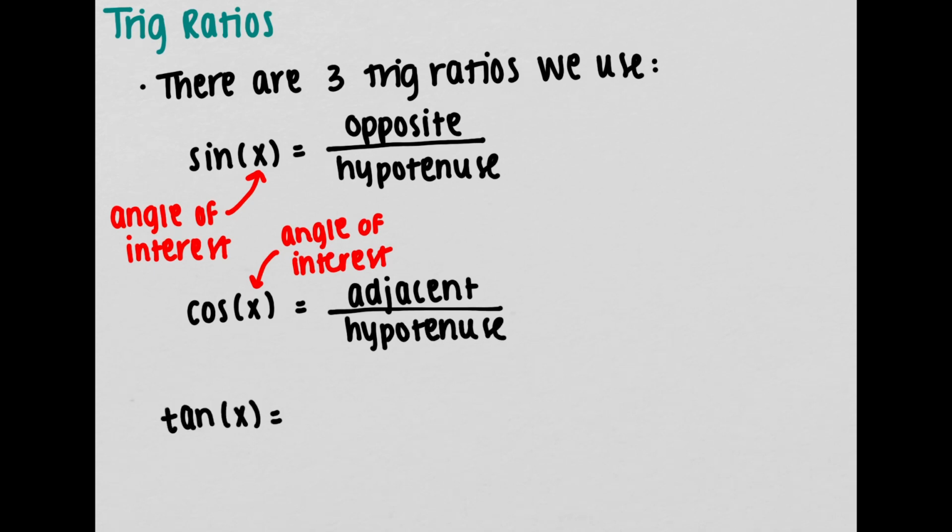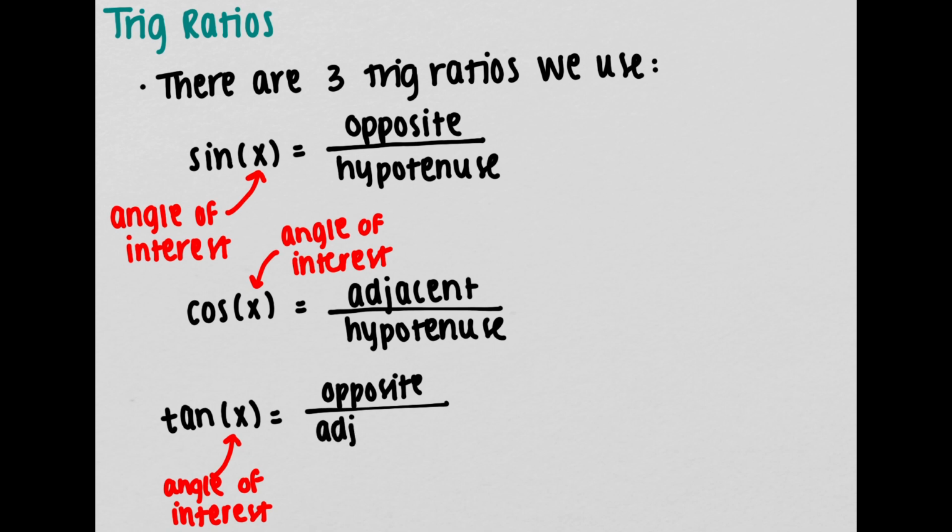Third and final trig ratio is tangent or tan of whatever the angle of interest is. So whatever's inside those parentheses is your angle of interest. And tangent is equal to the opposite side over the adjacent side. So these trig ratios are written with two sides. We talked about a ratio being a fraction, so you need a top and a bottom, and they have specific ones. We're going to talk more about that in just a second.